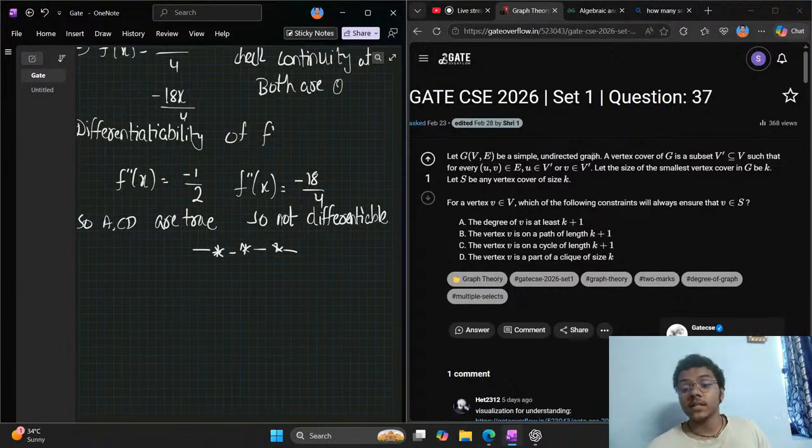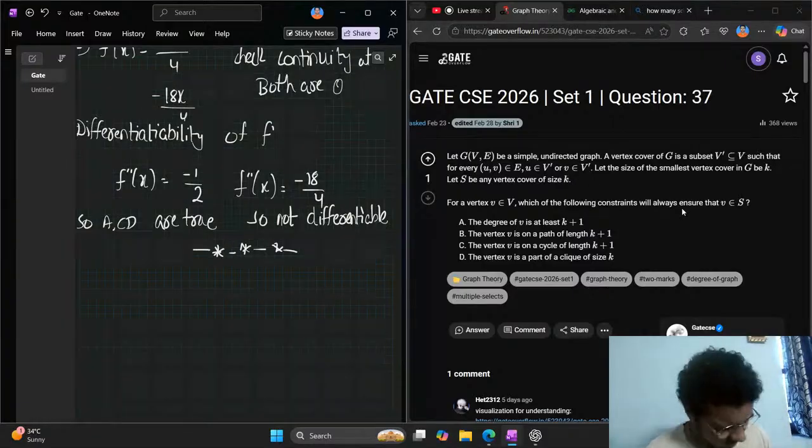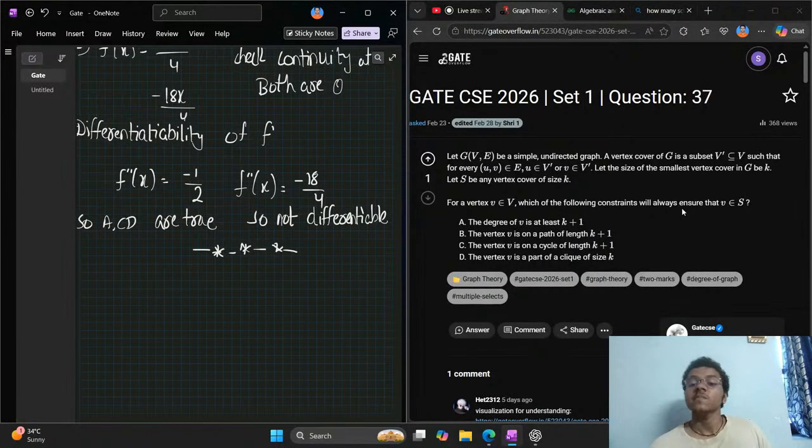G(V, E) is a simple undirected graph. A vertex cover is such that for every (u, v) belongs to E, u belongs to V dash or v belongs to V dash. Let the size of the smallest vertex cover of G be k. Let S be any vertex cover of size k. The following constraint will always ensure v belongs to S.